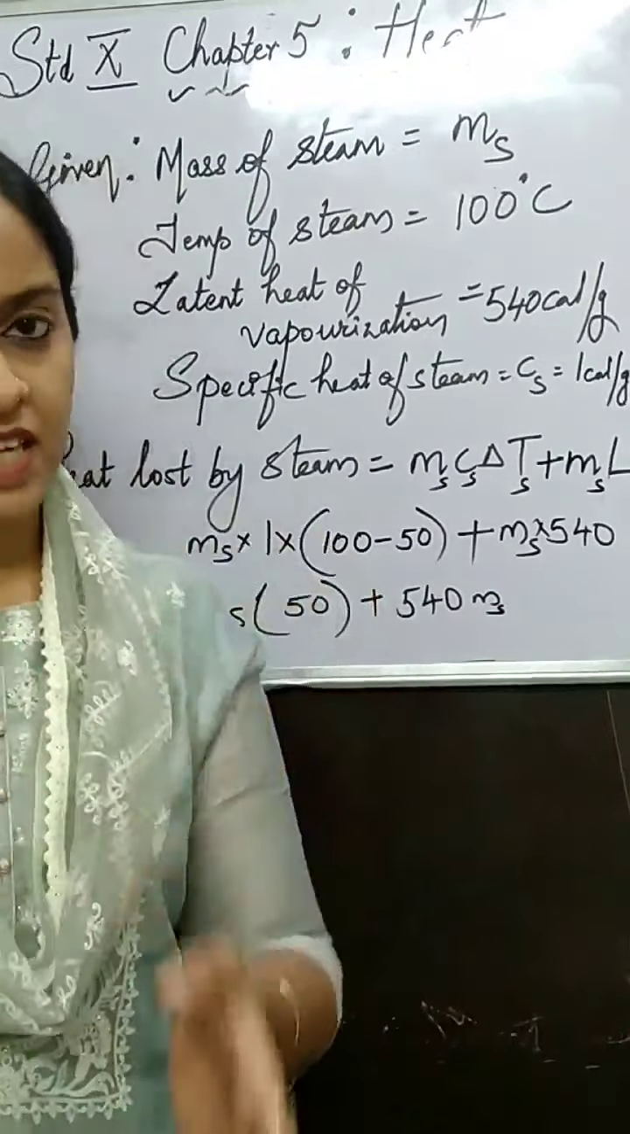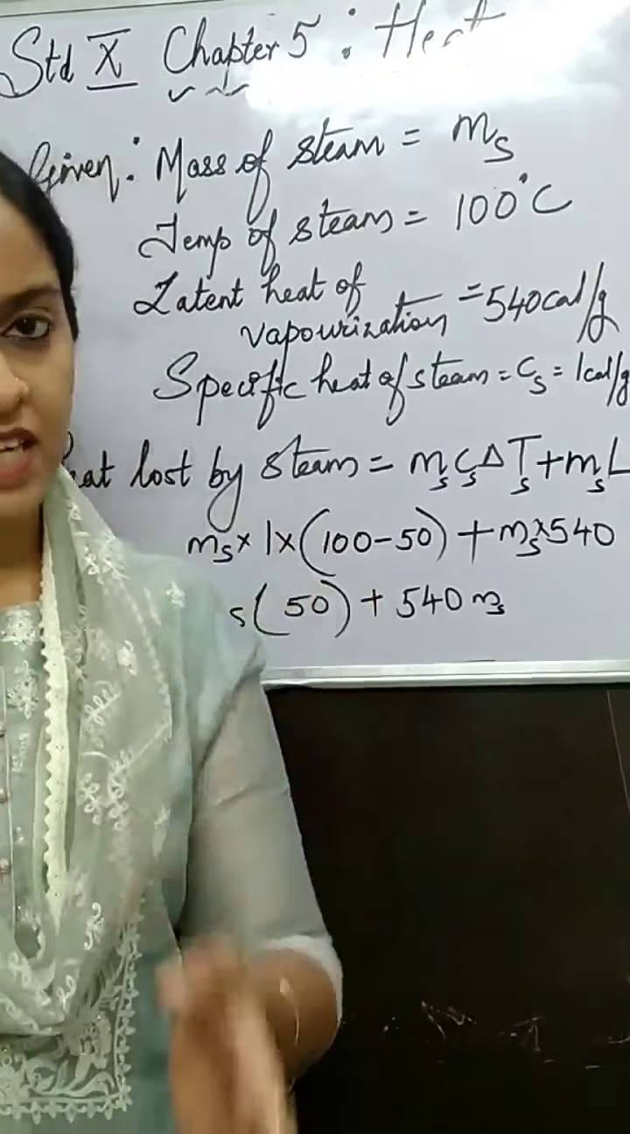So let's solve 150 into 50 first. 5 5s are 25, carry 2, 5 5s are 75, 0 0. Plus multiply, 8 0s are 0, 8 5s are 40, carry 4, 8 1s are 8, 12 and 0. You do it, and I will also do the calculation. We will check. 50 ms, meaning mass of steam, plus 540 ms. So these both you can add. 540 plus 50 will become 590.